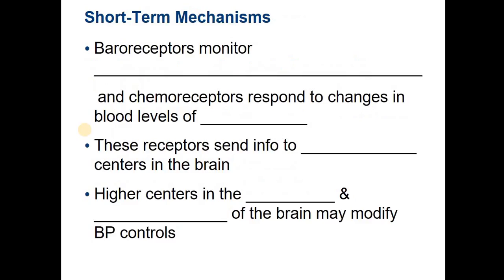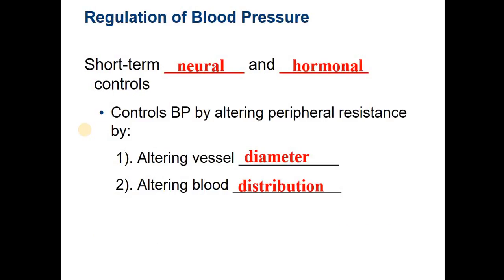Blood distribution is based on what's going on in the body. Your body will send blood to that part, whether it's the digestive system, if you just ate, or your muscles, if you're exercising at the time, and so forth.